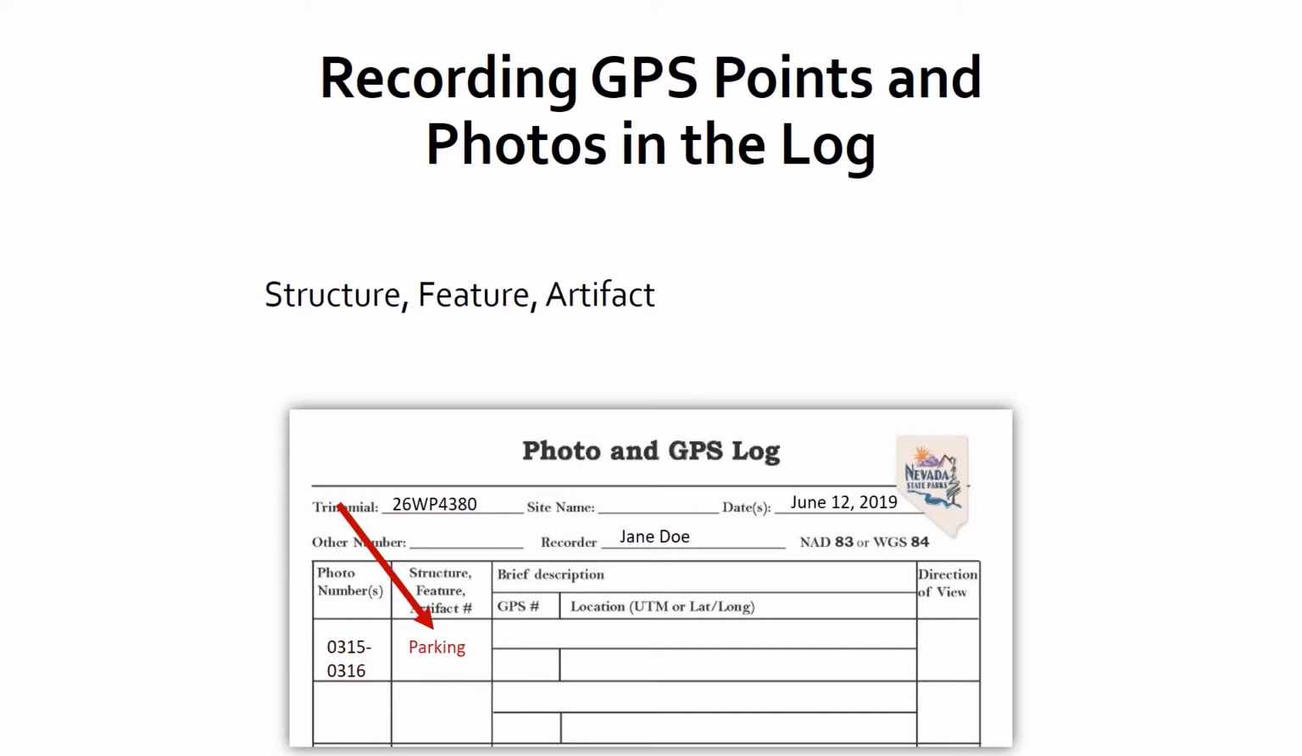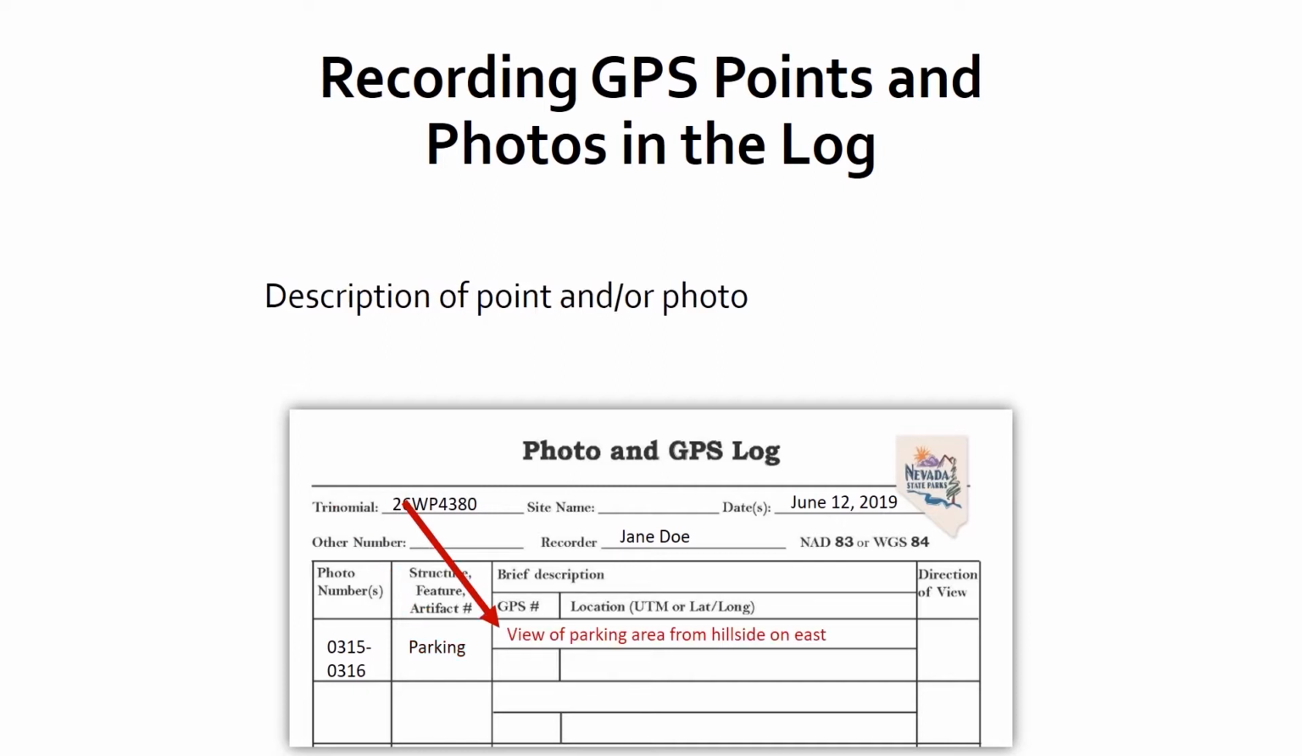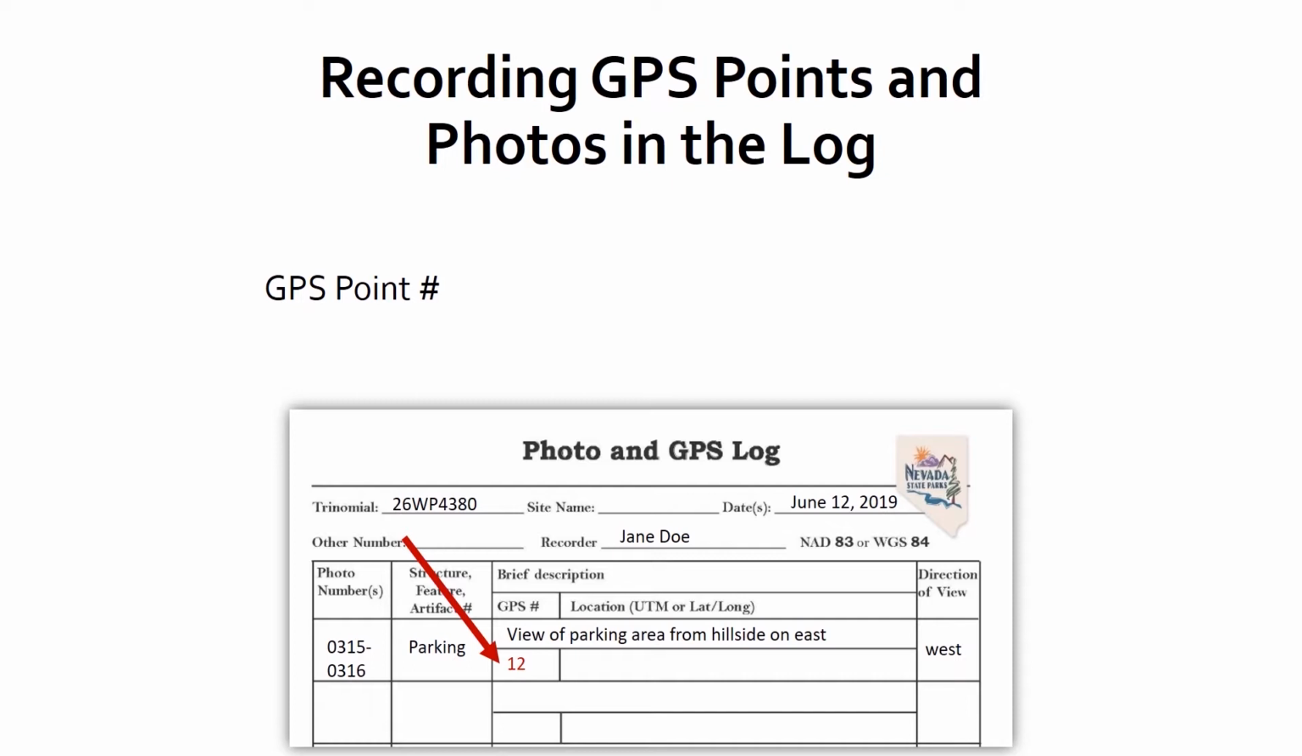For example, photos 315 through 316 were of the parking, and it was the view of the parking area from the hillside on the east, and the camera was facing west. And then when they hit the mark button on the GPS, the point number showed up as number 12, and then they wrote down the coordinates in case their GPS malfunctions. So that first number is the easting, and the second number is the northing.